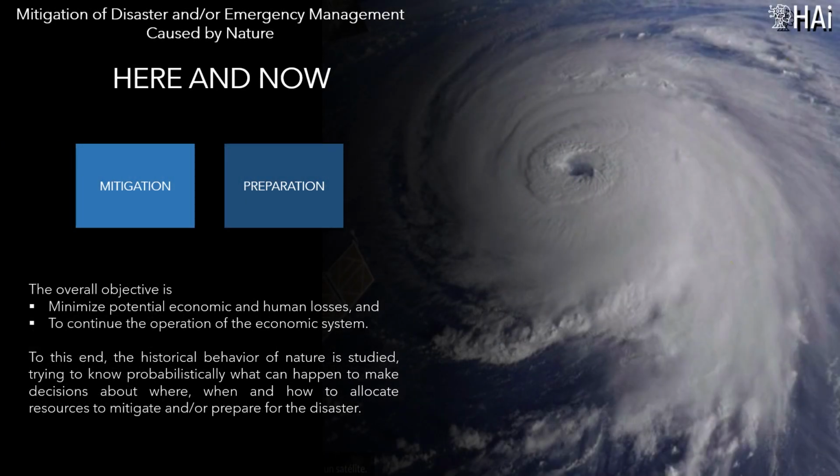Mitigation of disaster and/or emergency management caused by nature. The overall objective is to minimize potential economic and human losses, and to continue the operation of the economic system. To this end, the historical behavior of nature is studied, trying to know probabilistically what can happen to make decisions about where, when and how to allocate resources to mitigate and/or prepare for the disaster.